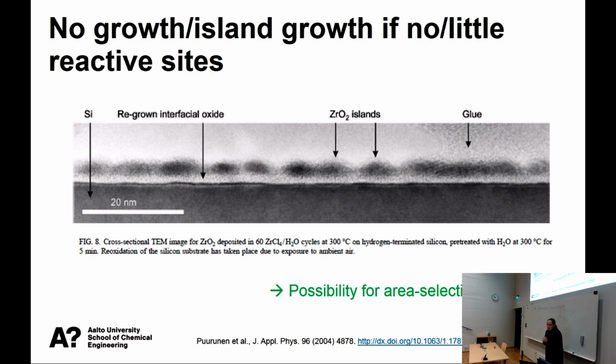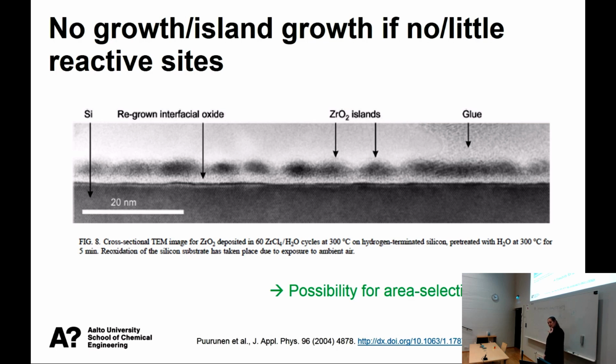So how many cycles was this? 60 cycles of zirconium oxide, and in transmission electron microscopy taken from a cross-section, you see clearly that there are islands. And then after the sample has been taken to air, silicon dioxide has grown underneath. This was not the purpose. They wanted to get very uniform films, and in the end, that has been managed. But in early days, people wanted to minimize the amount of silicon dioxide and ended up growing islands.